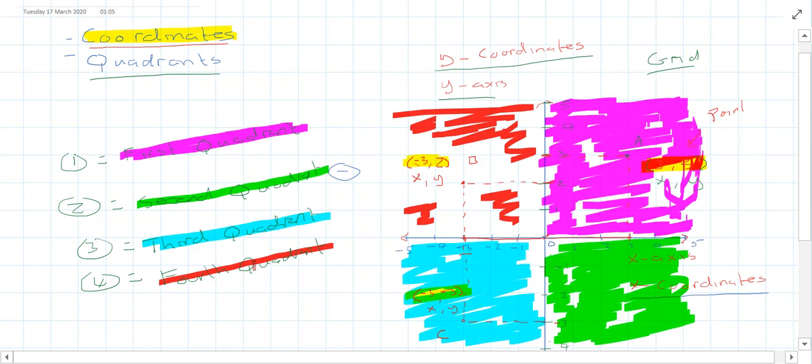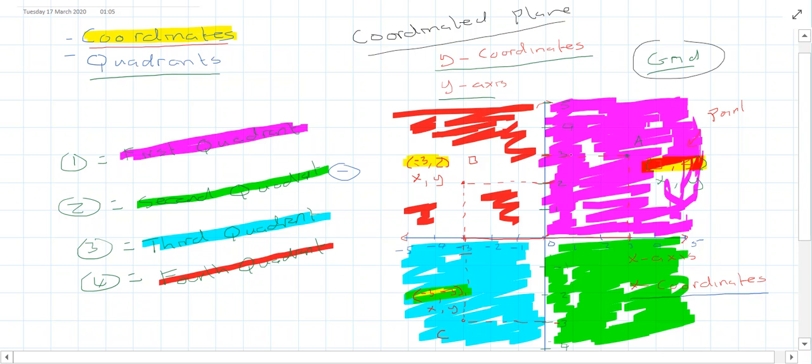So that's what we mean by coordinates and quadrants. When we're looking at coordinates and quadrants, this whole thing here is what's known as a grid. Another way to think about it is what's known as a coordinate plane. The reason it's a coordinate plane is because it has coordinates, and you can find any particular point on the plane.